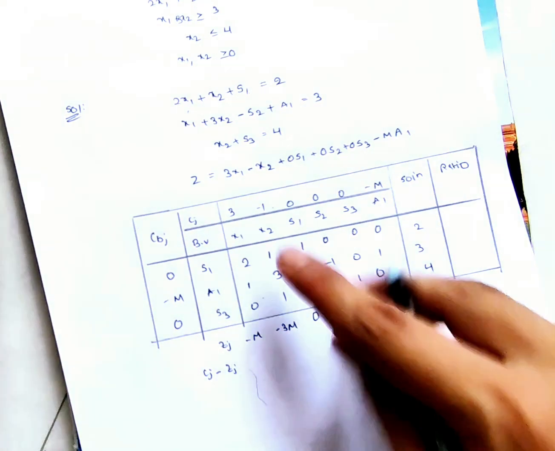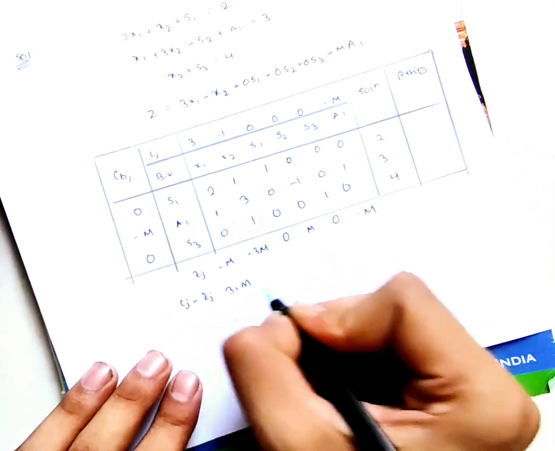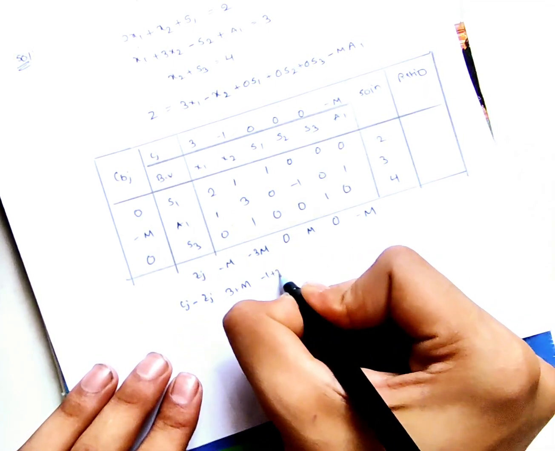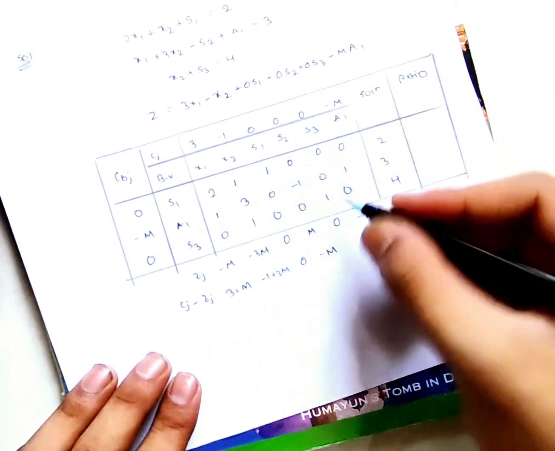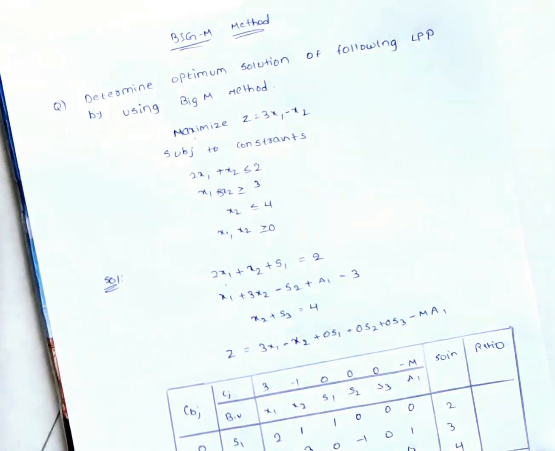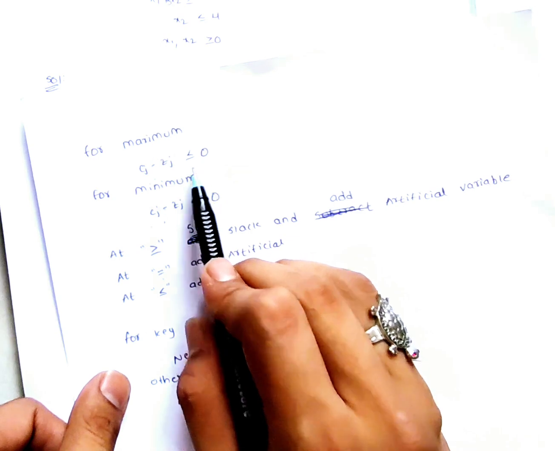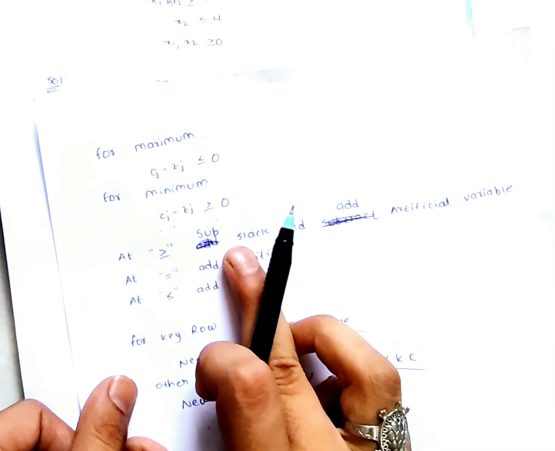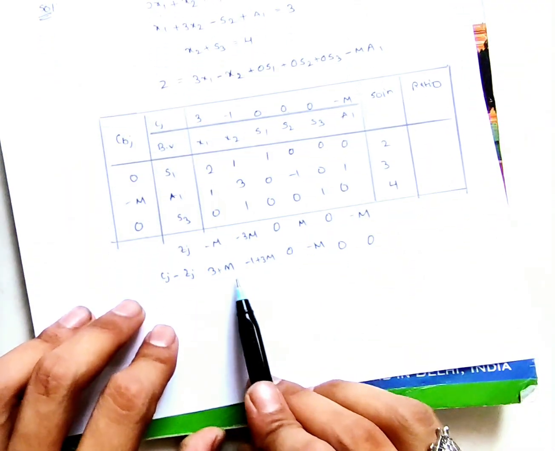Now Cj minus Zj: 3 minus of minus M is 3 plus M, then minus 1 plus 3M, 0 minus M, and 0 minus M plus M is 0. Here we have to maximize. In maximization, Cj minus Zj should be less than or equal to 0, yes or no? Yes. For minimization it is greater than or equal to 0, but for maximization it is less than or equal to 0.